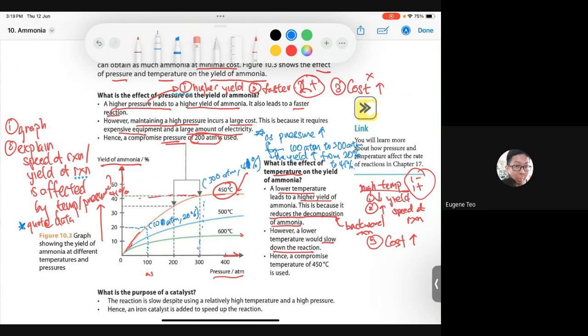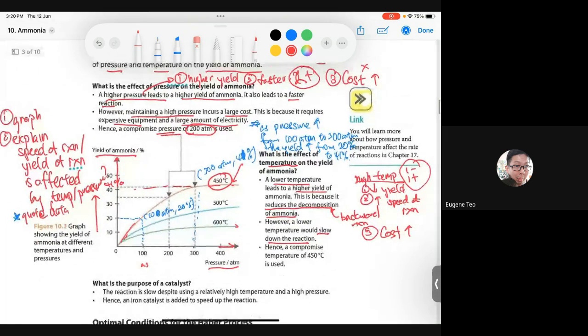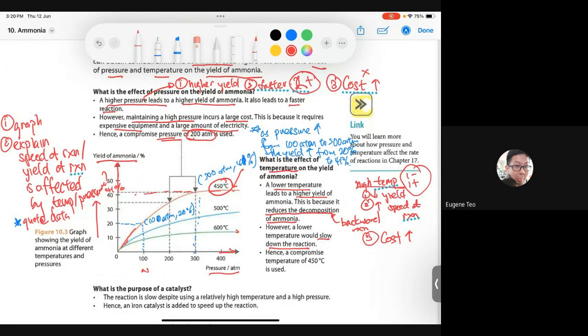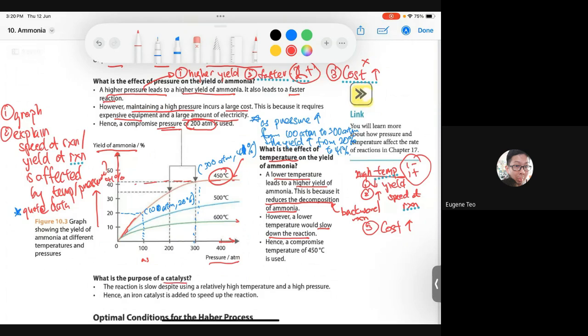Okay? So we talk about how pressure affects the reaction, how temperature affects the reaction. And the last one is really about catalyst. So in general, the reaction is actually slow despite having the high temperature and pressure. So that's why they add a catalyst to speed up the reaction. So you can see here, it's very businessman kind of thing. Okay, the higher the temperature, the higher the pressure, the faster it gets, the more product it can get. Actually, the better it is. Okay, I want to reduce costs. I want to increase product, increase speed.